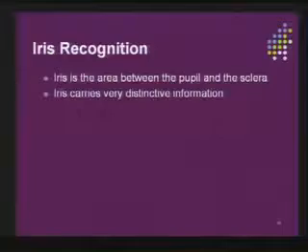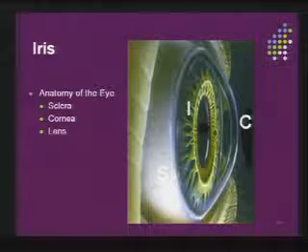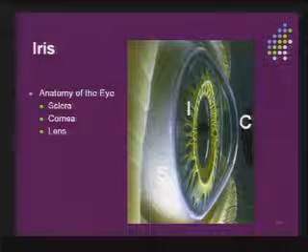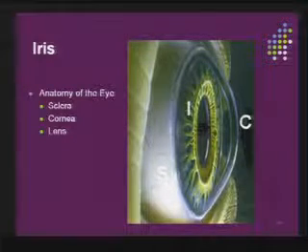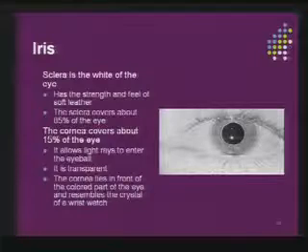Iris recognition is the difference between a pupil and the sclera, and it carries very distinctive information. I've got a couple of pictures for you. This is a side view of the eye. You've got the iris here as the colored area. The cornea and then the lens is on there as well. But basically, we need to extract these features. So we take out the pupil, we take out the white of the eye, and then we're left with the iris in the middle.